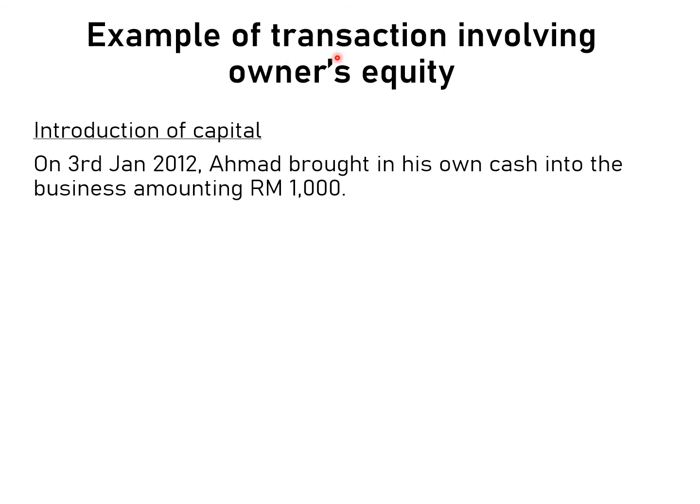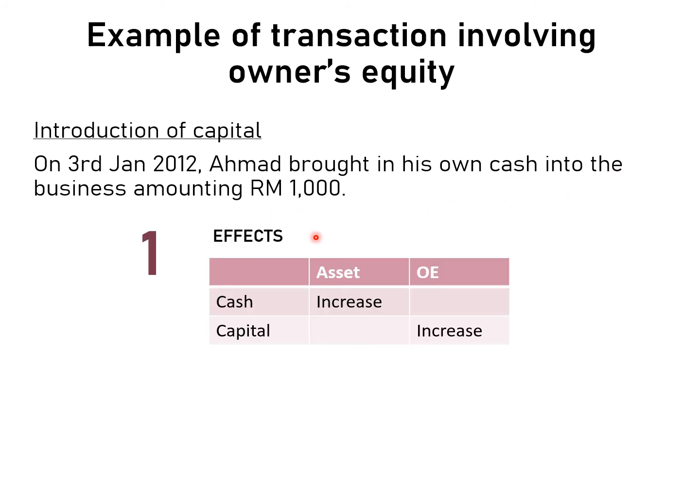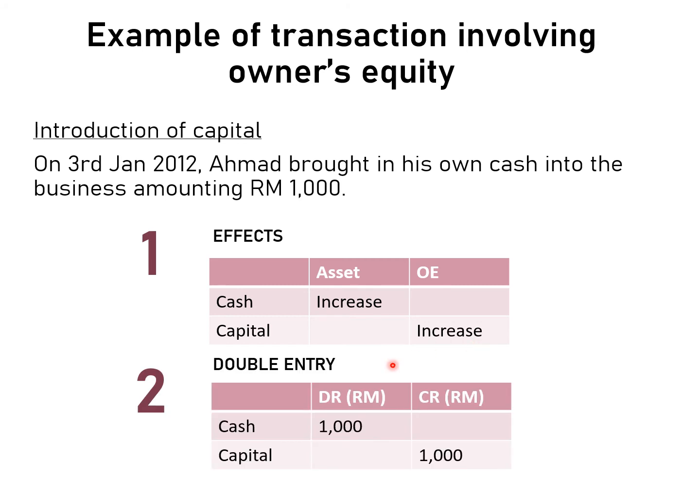This is example of transaction involving owner's equity. So, introduction of capital. On 3rd January 2012, Ahmad brought his own cash into the business sebanyak 1,000. So, first kita nak tengok effect, which is asset increase, the cash, dan juga capital atau owner's equity increase. So, capital increase. And then the double entry would be debit cash, credit capital.